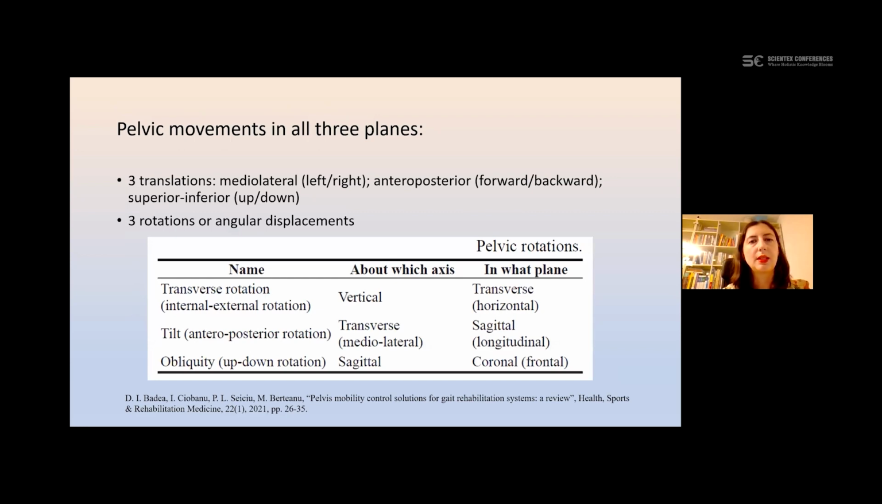During walking, there are 6 pelvic movements described in all 3 planes: 3 translations, mediolateral, anteroposterior, and superior-inferior, and 3 rotations or angular displacement. Tilt or anteroposterior rotation is about the transverse axis. Obliquity or up-down rotation is about the sagittal axis, and transverse rotation or internal-external rotation is about the vertical axis.